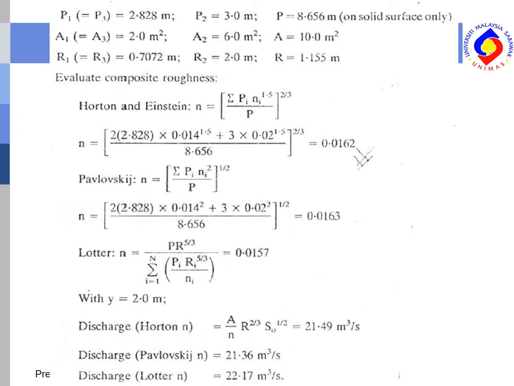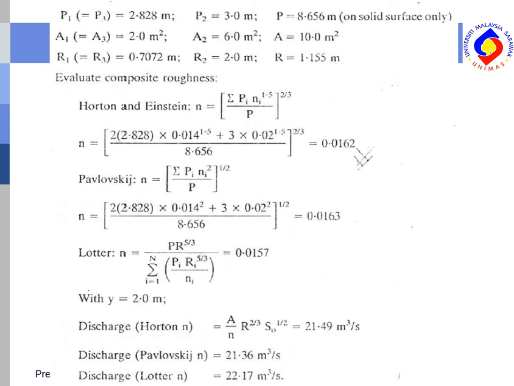In this case, P1, which is for the side wall on the left, should be equal to P3 for the side wall on the right. It will be equal to 2.828 meter. While P2 is the weighted parameter for the bottom channel itself, which is 3 meter. So if we total this up, we will get the total weighted parameter as 8.656 meter.